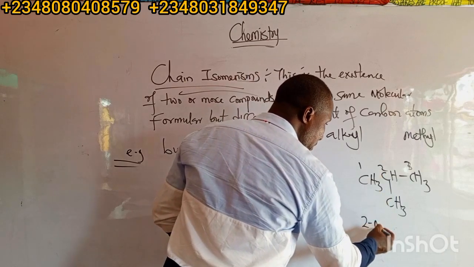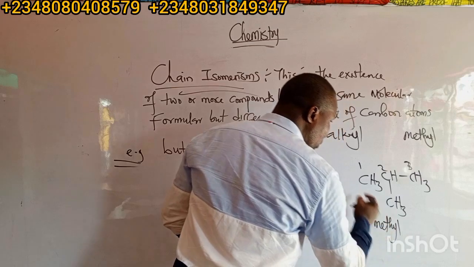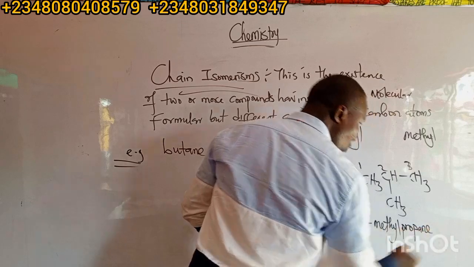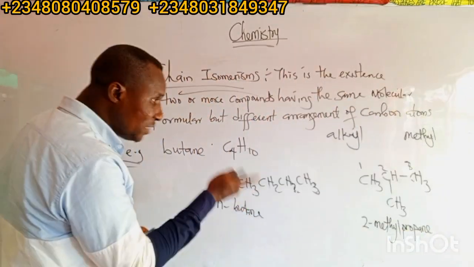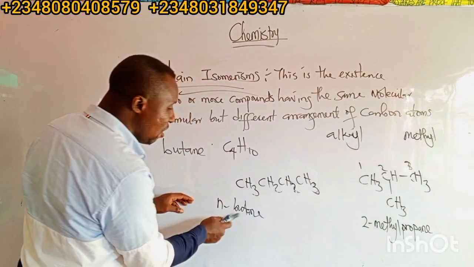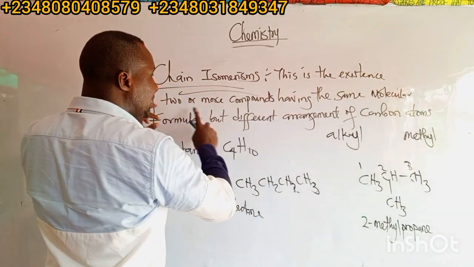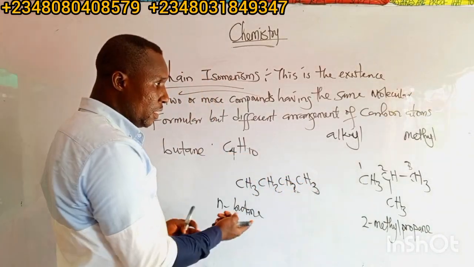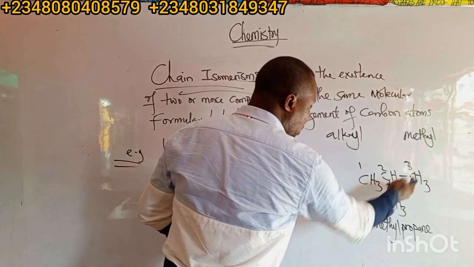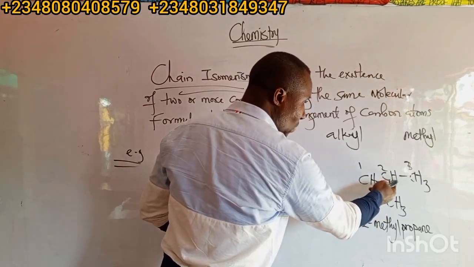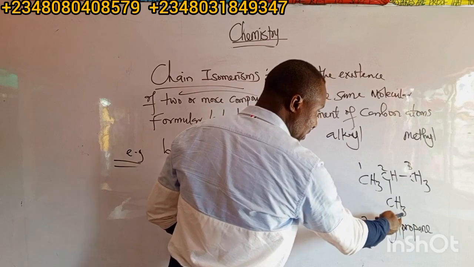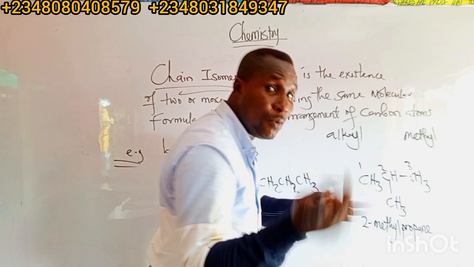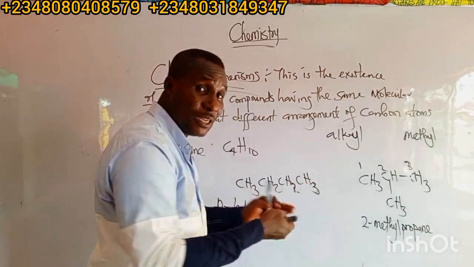We have two methyl, 1, 2, 3. Three carbon is for propane. 2-methylpropane is an isomer of butane. They have the same molecular formula. What is the molecular formula? C4H10. Look at the number of carbon here. 1, 2, 3, 4. How many hydrogen? 3 plus 1, 4 plus 3, 7 plus 3, 10. The same molecular formula, but different arrangement of carbon atoms. Can you see? Different arrangement of carbon atoms.